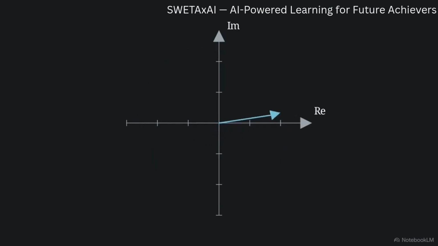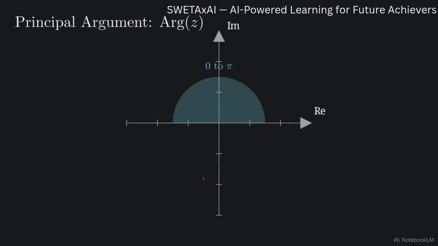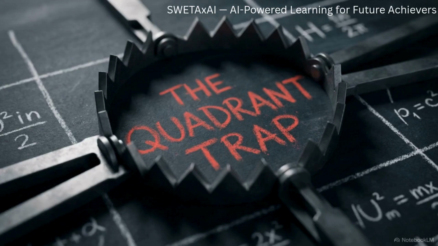We need exact orientation. That orientation is defined by the argument, theta. It measures the angle formed by sweeping an arc from the positive real axis up to our position vector. For 1 plus i, that angle is 45 degrees. To keep mapping consistent, we use the principal argument. By convention, this angle must always be strictly measured between negative pi and positive pi, which brings us to the single most common conceptual trap on the exam.